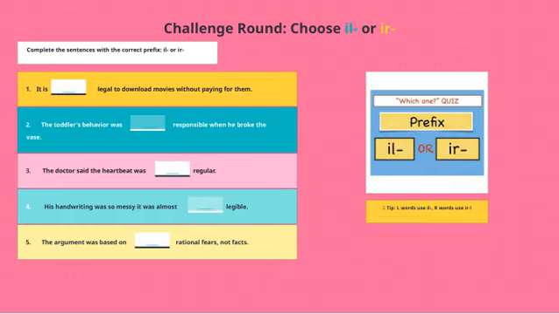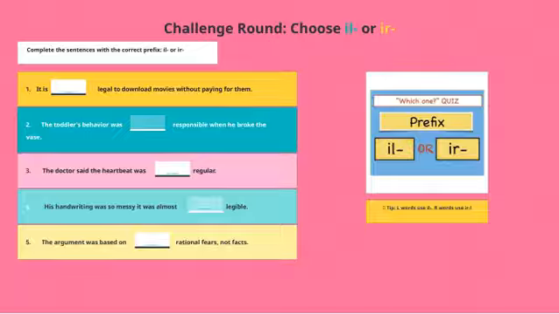Moving on, the doctor mentions the heartbeat. If it's not regular, then we say it was irregular. So, we add ir to regular, forming irregular. The doctor said the heartbeat was irregular. The fourth sentence talks about handwriting that is hard to read. Since legible starts with L, we use ill to form illegible. So, it reads, "His handwriting was so messy it was almost illegible." Finally, the last sentence involves fears that are not based on reason.